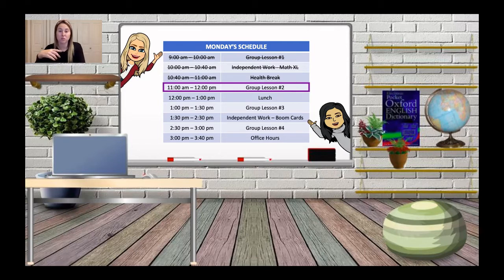So here, if this were my Bitmoji classroom and I had my class schedule on our remote whiteboard, then the student could see, because I've outlined it, that now at 11 a.m. is time for the group lesson. The other element that you can add in here is to hyperlink the class meeting into the schedule. So all the student has to do is click on group lesson number 2 and it brings them directly to the group lesson without having to go to a website or input credentials.